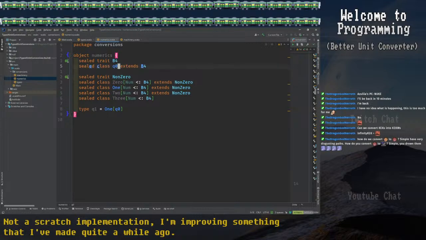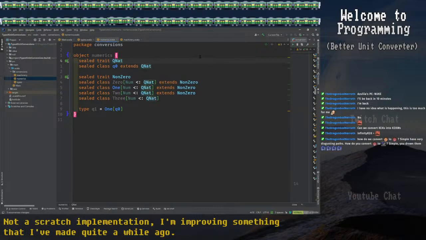So this is the real 0, and this is just the decimal placeholder. How do I explain this? I guess a quaternary placeholder in this case, because I'm doing base 4. Sure. I'll use QNat as well.